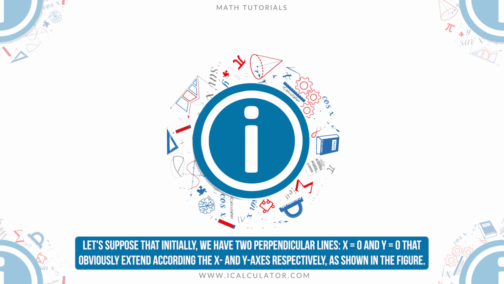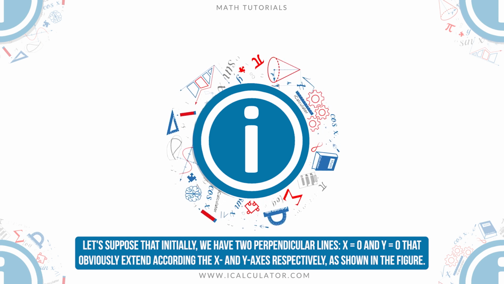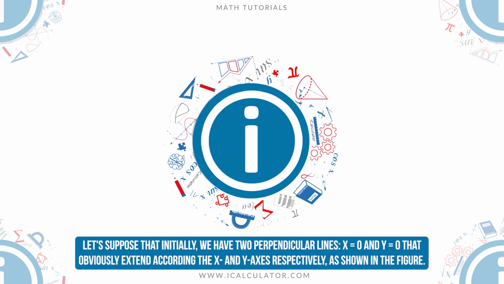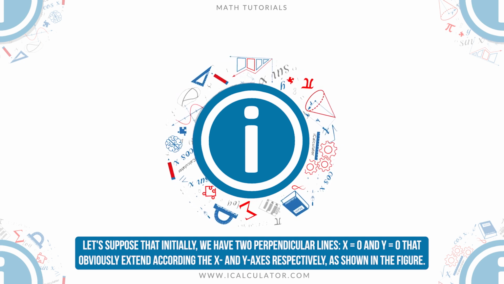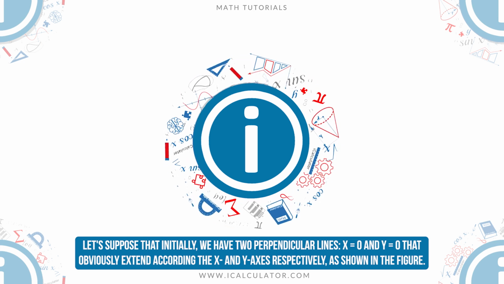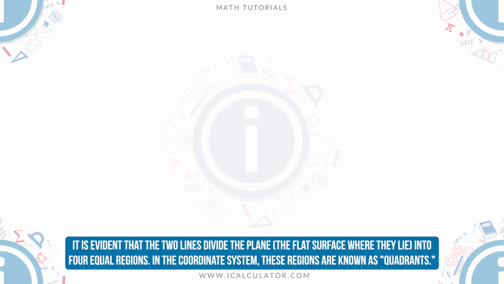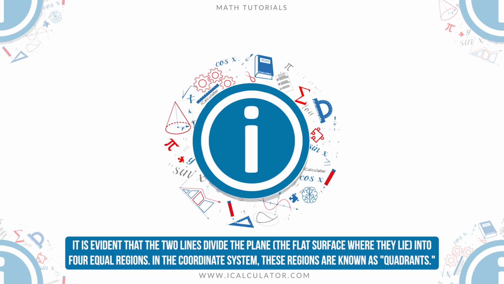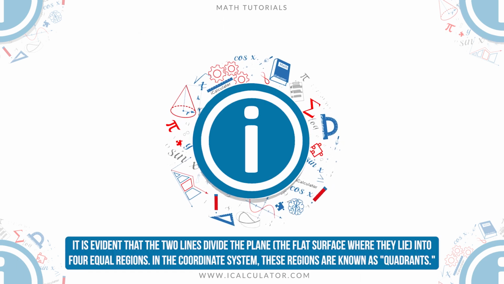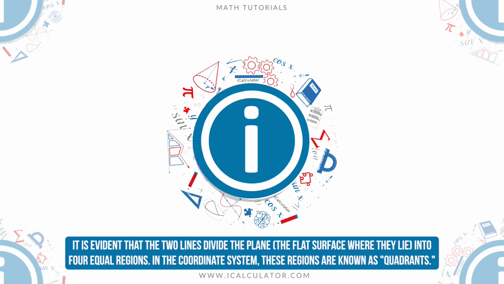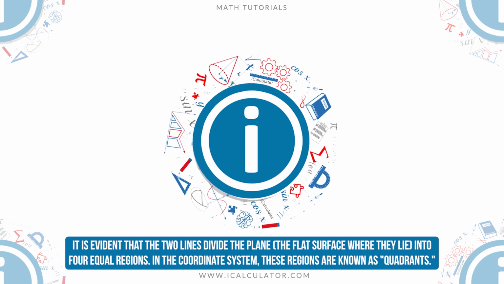Let's suppose that initially, we have two perpendicular lines x equals 0 and y equals 0 that obviously extend along the x and y axes respectively, as shown in the figure. It is evident that the two lines divide the plane, the flat surface where they lie, into four equal regions. In the coordinate system, these regions are known as quadrants.